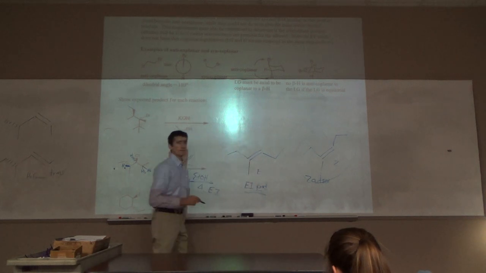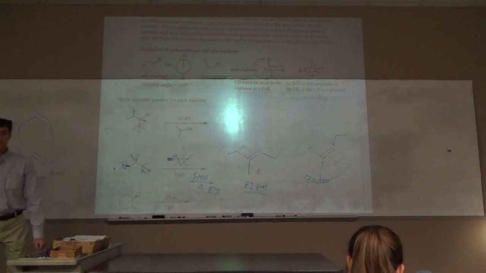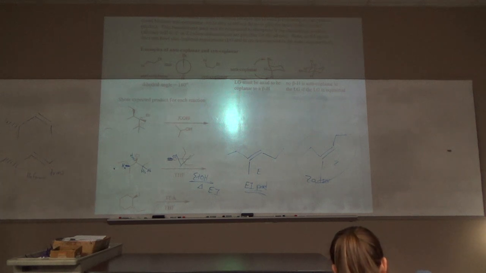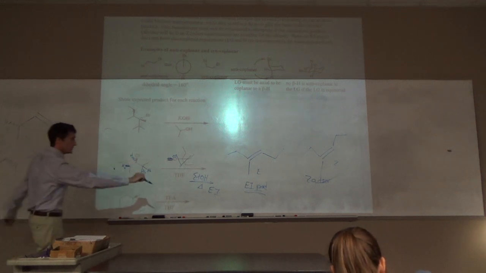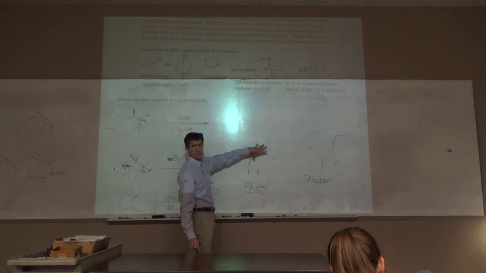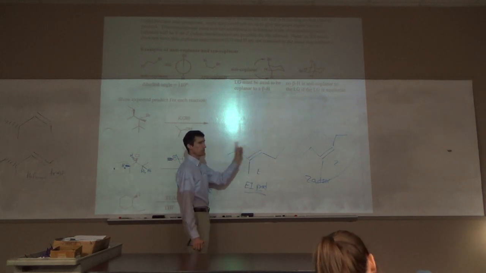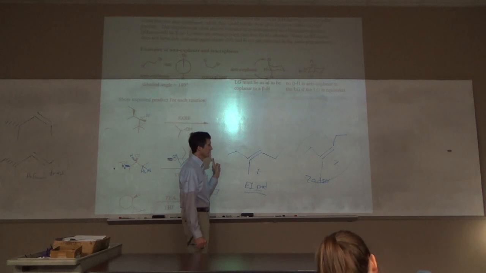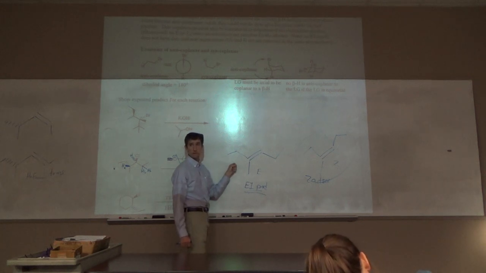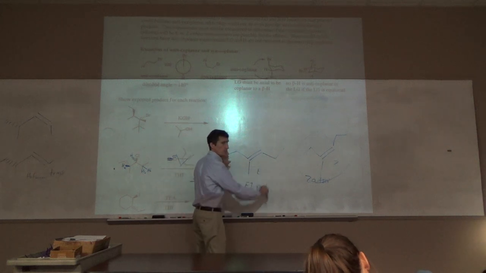There's an E1 product. What's the best on the board? Those two are better than these two. Why? Because these are tri-substituted alkenes. Those are di-substituted. Of the two tri-substituted, which one's better? This one, bigger groups, anti or trans. Groups have more room here.